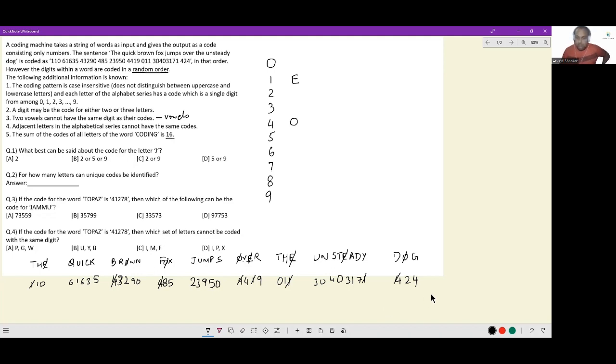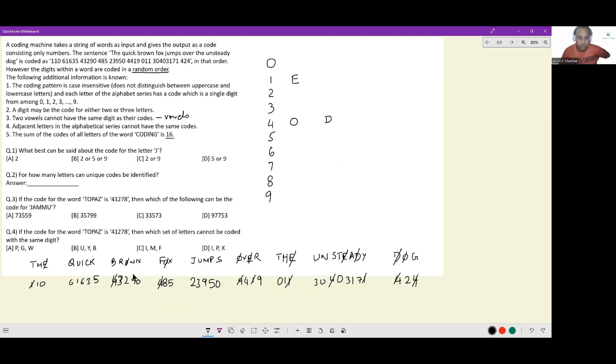The next letter I see is D from dog and unsteady. D is present here, D is present here, and only digit 4 coincides. So D has to be 4 also.